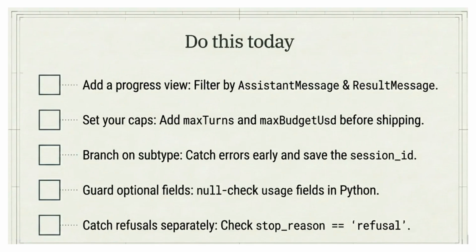Do this today. Add a progress view. Take your simplest working agent and replace the raw message dump with a loop that handles assistant message and result message by type. Ten lines turns a fire hose into a readable log.